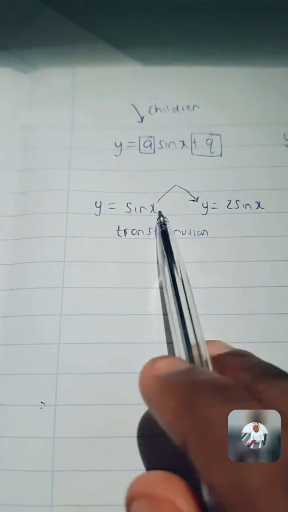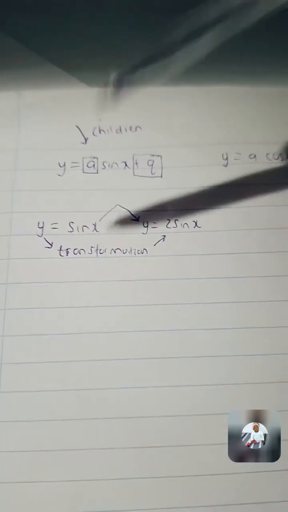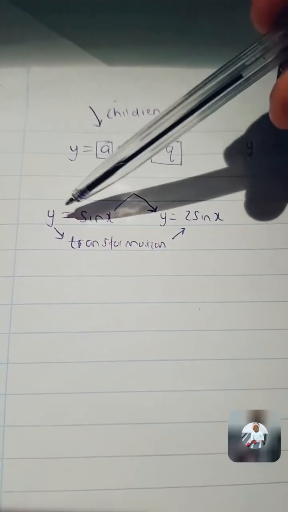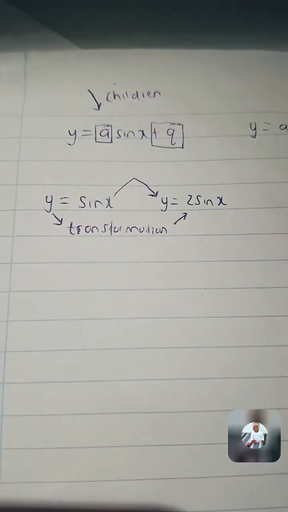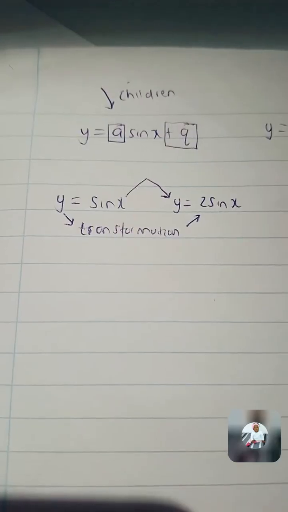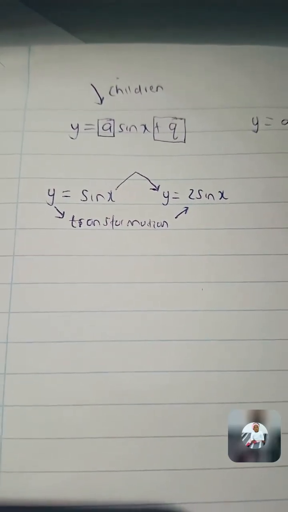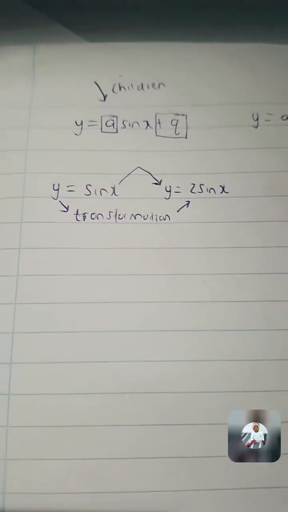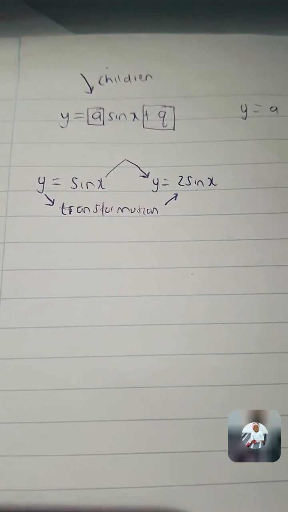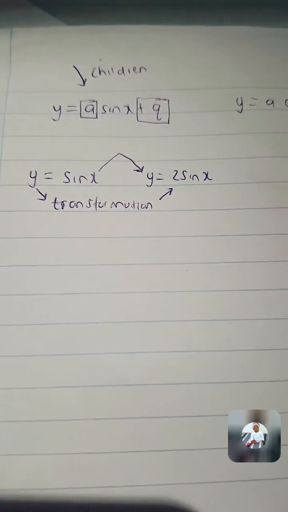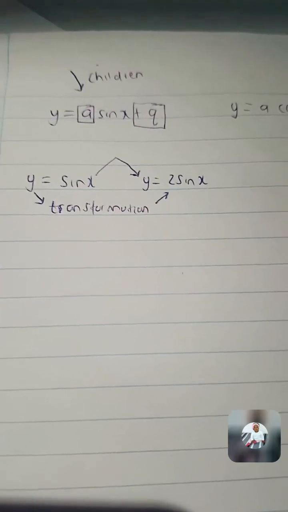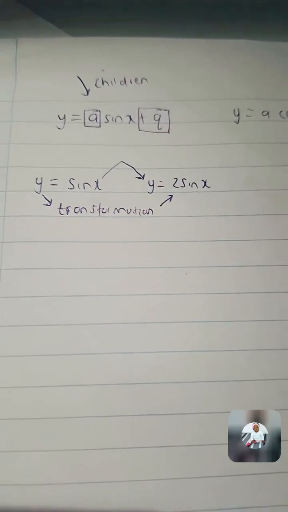What transformation happened to mom to get to daughter? What are your thoughts? What would you say in words if I was to ask about the transformation that happened to mama to get to the daughter? Yeah, because of the amplitude there, which is our A, the graph will move 2 points up and 2 points down.